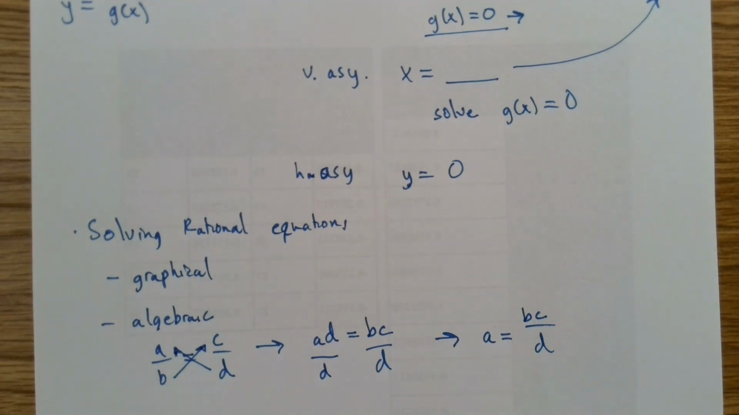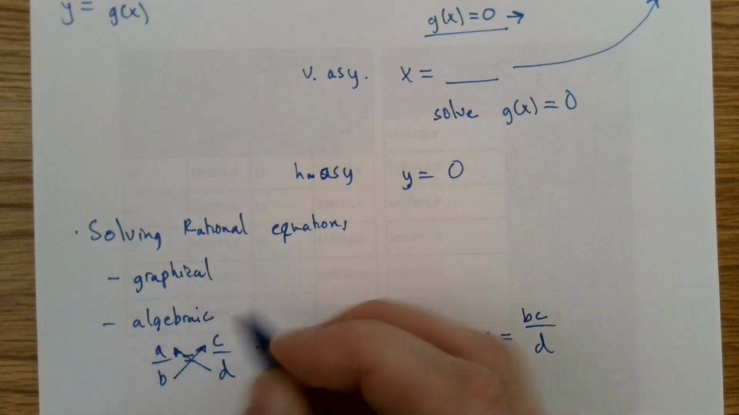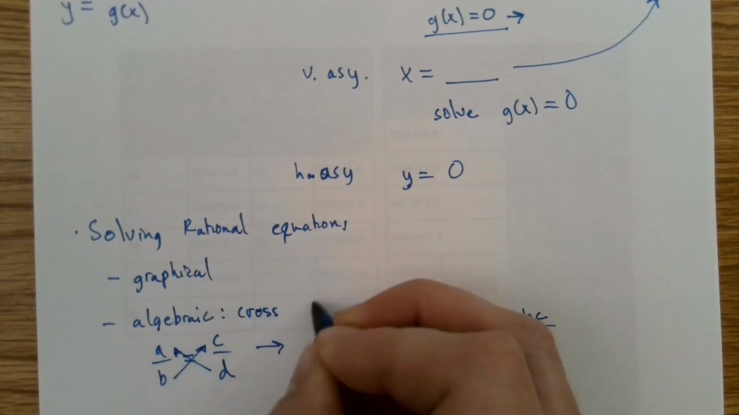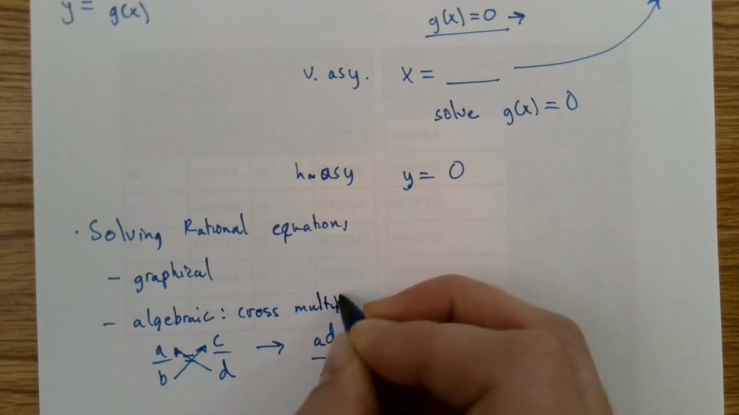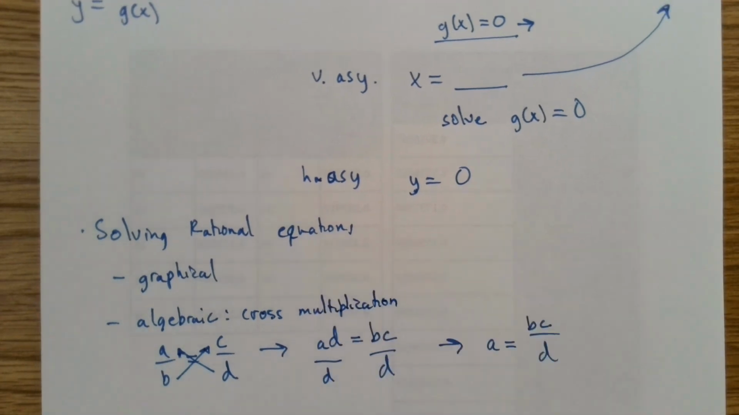Again, for me, I prefer the graphical approach over all this. This is called cross multiplication. And we looked at this in class a little bit.